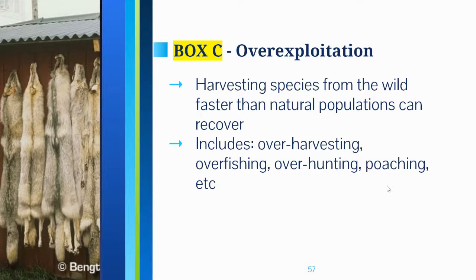Overexploitation includes harvesting species from the wild faster than the natural population can recover. So, for example, if they're hunting thousands a week and only a couple hundred are born each week, eventually that's going to catch up, right? Overharvesting, overfishing, overhunting, poaching, etc.